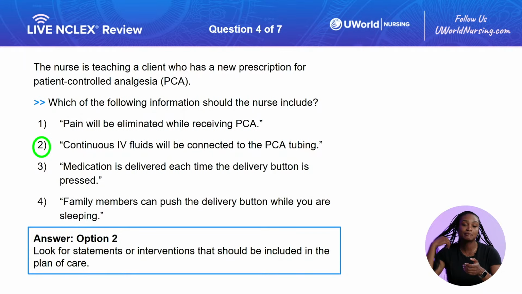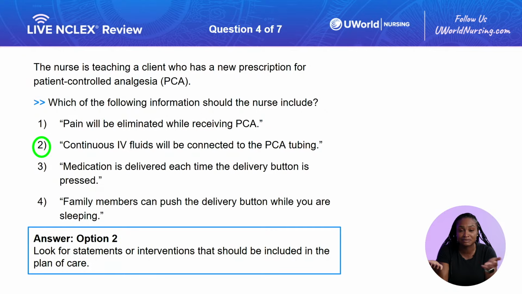So with PCA pumps, we do connect continuous IV fluids, like Y-sited into the client, to help push that medication that is delivered, the actual pain medication, into the client. Since the client's getting a small amount of pain medication with each button press, we need to have continuous fluid going with it, usually at a very slow rate, maybe like 10 to 20 mL an hour, to make sure the line is being flushed and all that medication is being pushed into the client.